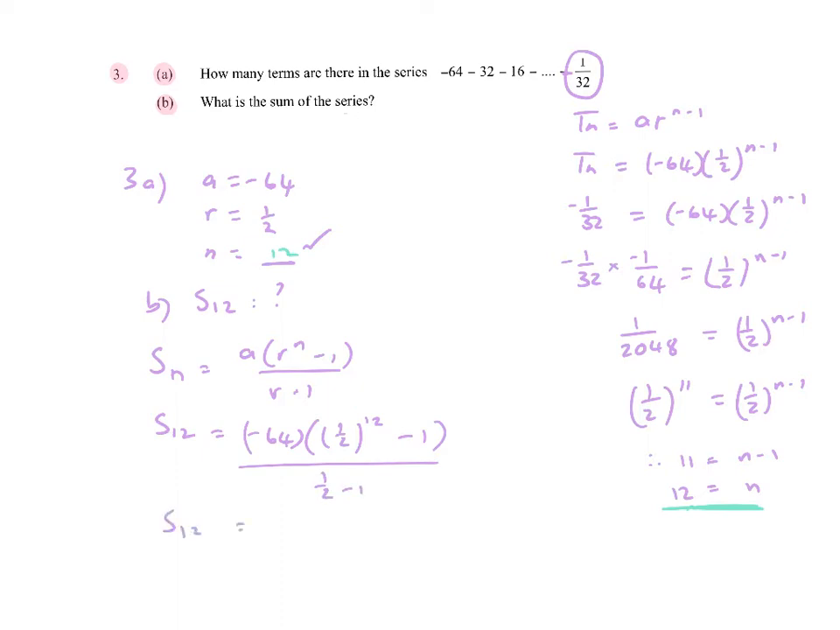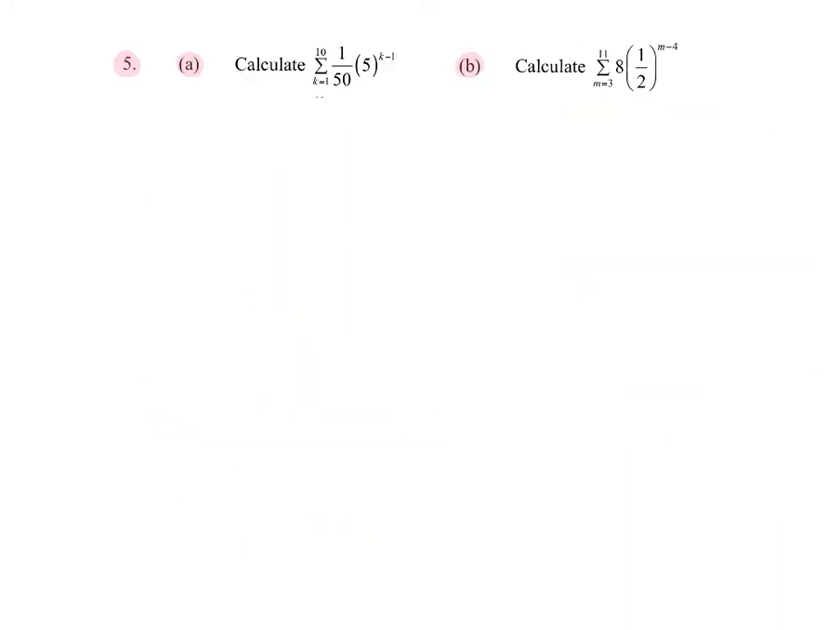You just put this all in your calculator and you're going to get 120 minus 127.97. Right, let's look at question 5a. So let's do sigma questions. It's not too bad. So it's 5a and 5b, right?